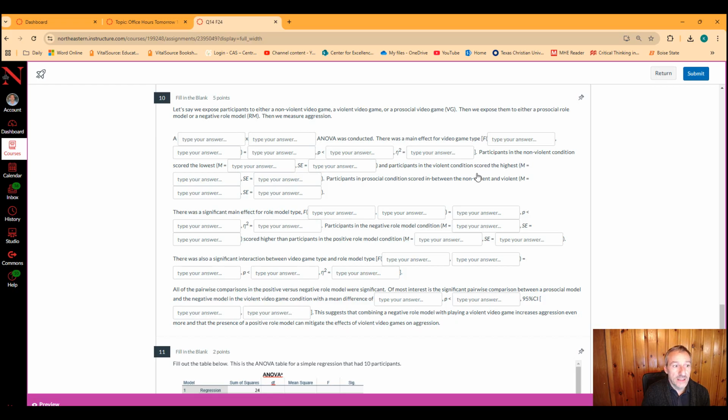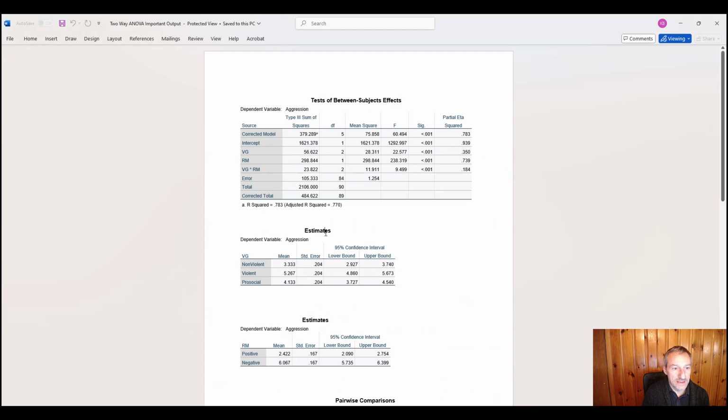Participants in the nonviolent condition scored the lowest. Again, we could have written this up slightly differently, but for me, this is what made sense. And I got this from this table here. So the mean for nonviolent was 3.33. For violent it was 5.27. For prosocial, 4.13.